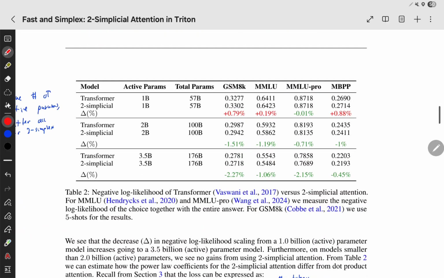We'll see that just adding some layers that are simplicial attention, the model does seem to do better at a larger scale. For the small scale, it seems to do worse over the benchmarks they chose, but for the larger models, it seems to do better than the normal transformer. That's interesting. Just adding some simplicial attention layers seems to do better.